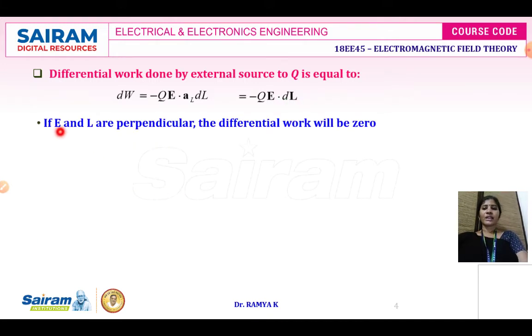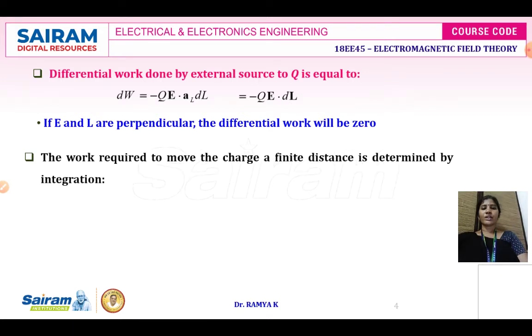If E and dl are perpendicular, then the differential amount of work done is equal to 0. Therefore, dW = 0 if E and dl are perpendicular. The work required to move the charge a finite distance is determined by integration.